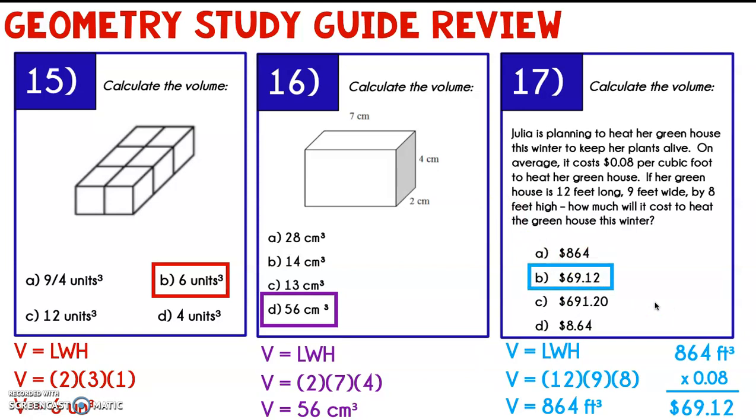The most people that missed this question marked A. A is incorrect because that is the volume. We have to do one more step to get the price.